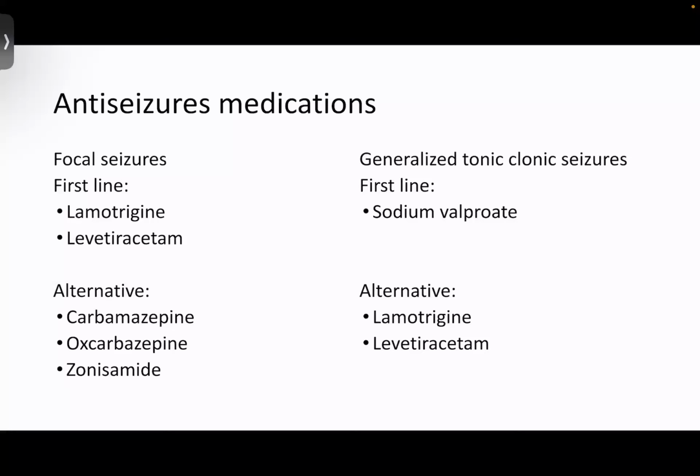For a generalized tonic-clonic seizure, the well-studied drug which shows superior benefit is sodium valproate. Alternatives can be lamotrigine and levetiracetam. This combination of lamotrigine and levetiracetam often repeats in many of the treatment regimens.